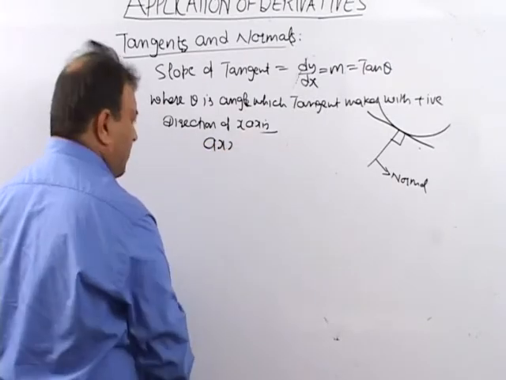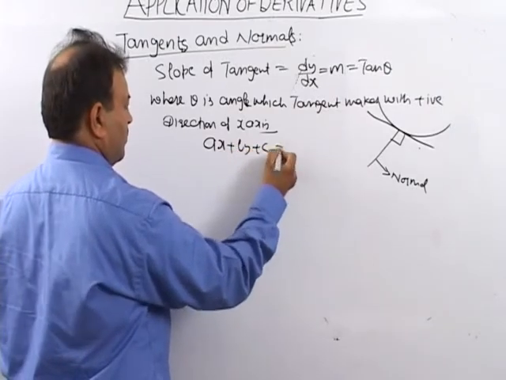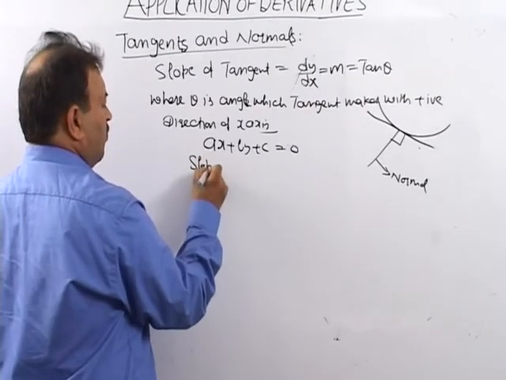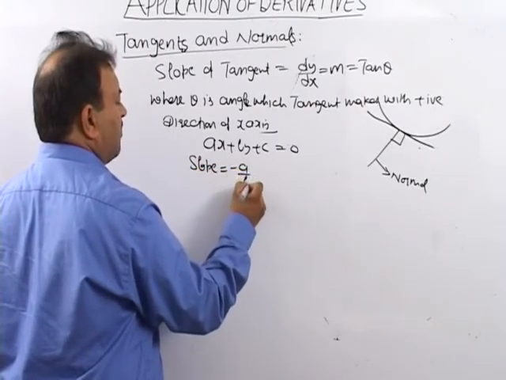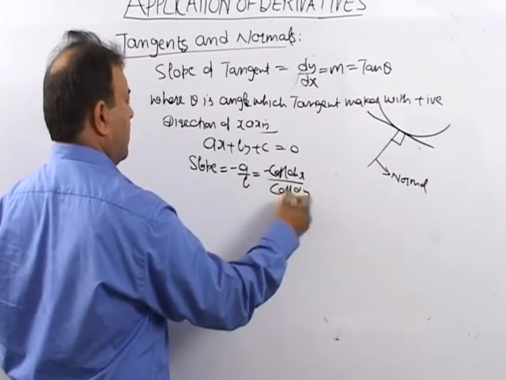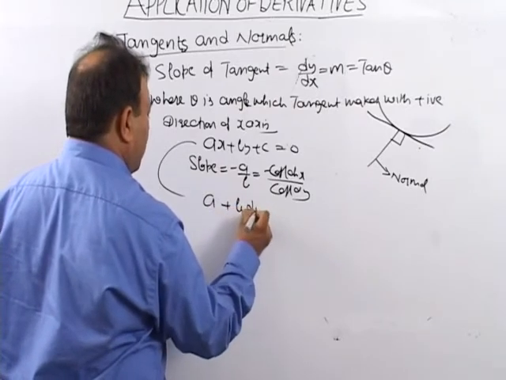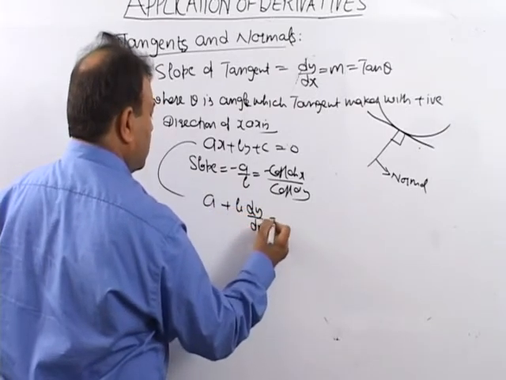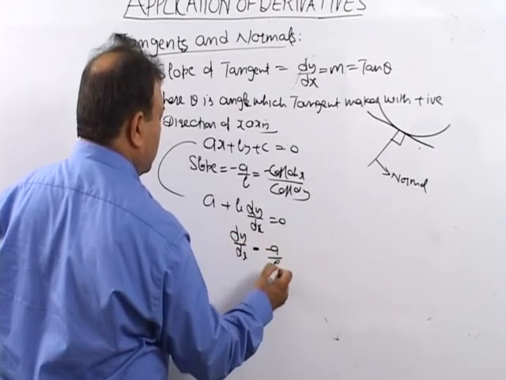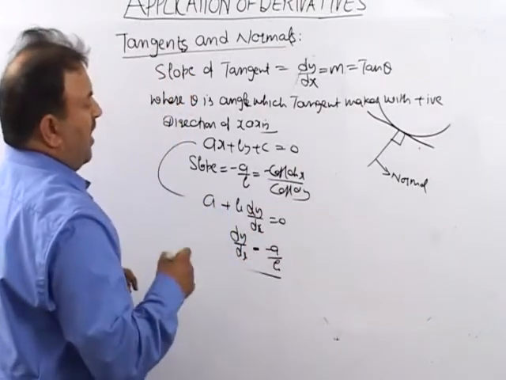Let the line be ax plus by plus c equals 0, and slope, we know that this is minus a upon b, it is minus coefficient of x upon coefficient of y. यदि हम इसको डिफरेंशिएट करेंगे, we get a plus b dy by dx equal to 0. I can say dy by dx is equal to minus a over b. So dy by dx is called the slope of any curve.